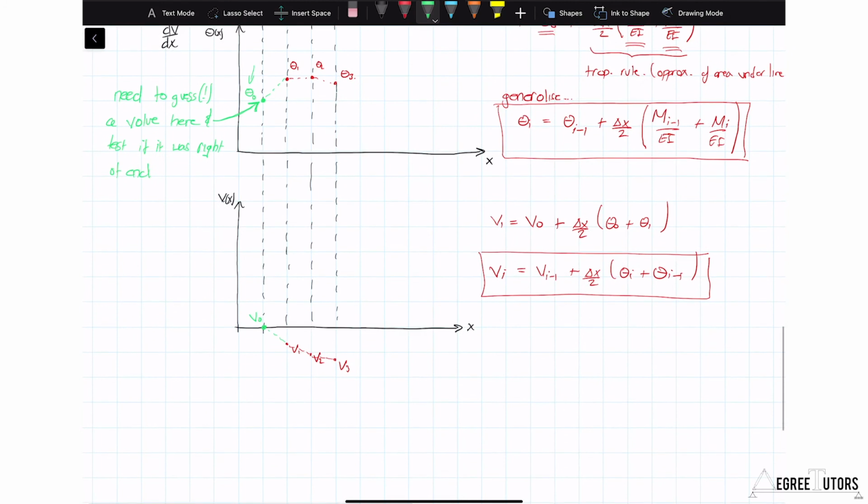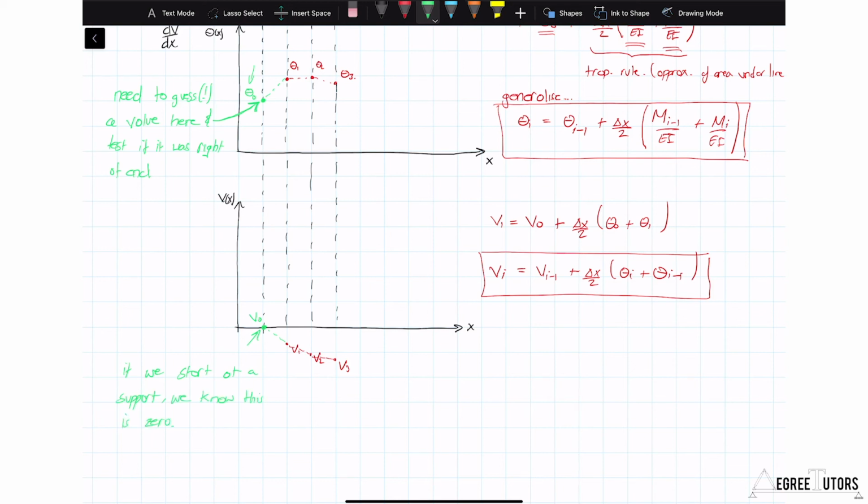And I said there was something else I wanted to say about this value of V0. Well, if you start your integration process at a support, then you know V0 is going to be 0. The vertical deflection at a support is going to be 0. So I'll just say that's a bit of an easier one to deal with. If we start at a support, which is the obvious thing to do, we know this is 0.